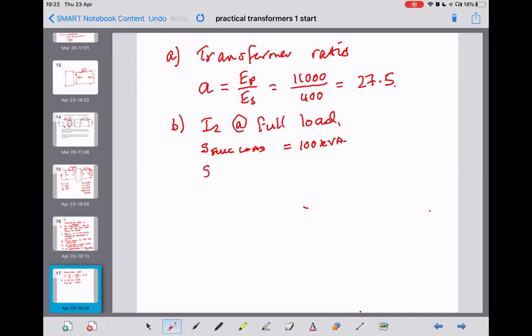We also know that S is equal to I2 times E2. Therefore, I2 is S over E2. 100 times 10 to the 3 divided by 400. I've got 250 amps.